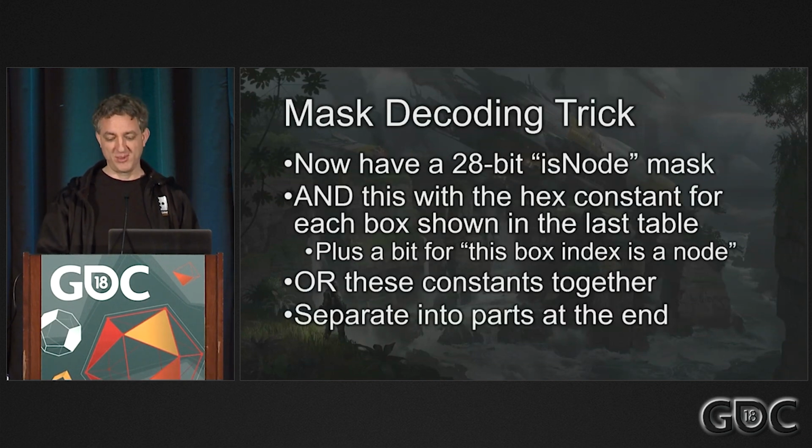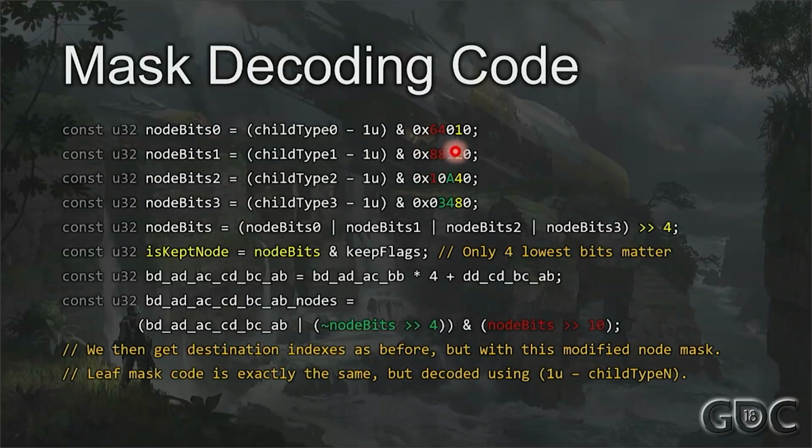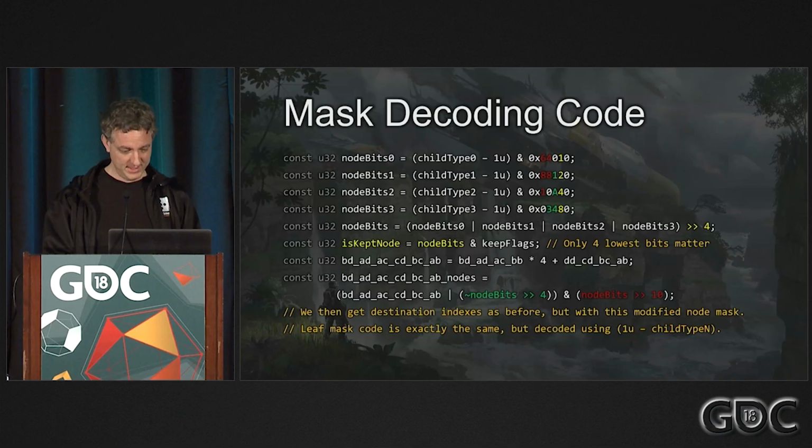So we AND this with those magic constants I've shown you. We also have a bit saying this box is a node. We order the constants together for each of the 4 boxes to get all of the bits we need to set and clear. And then we separate into the set bits, the clear bits, and what type of boxes it hits in the end. And that fits on a single slide. I've color-coded it: these are clears, these are sets, this is what type it is. And then you can see it's just a little bit of bit math. That's pretty cool.